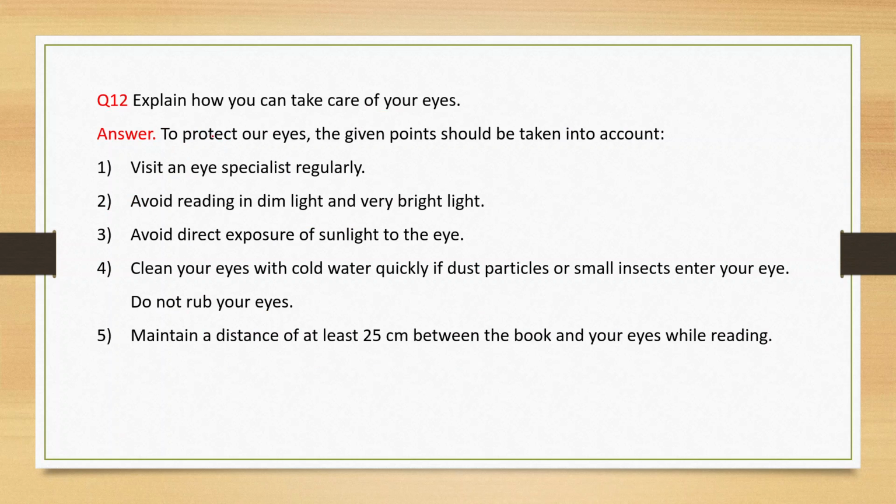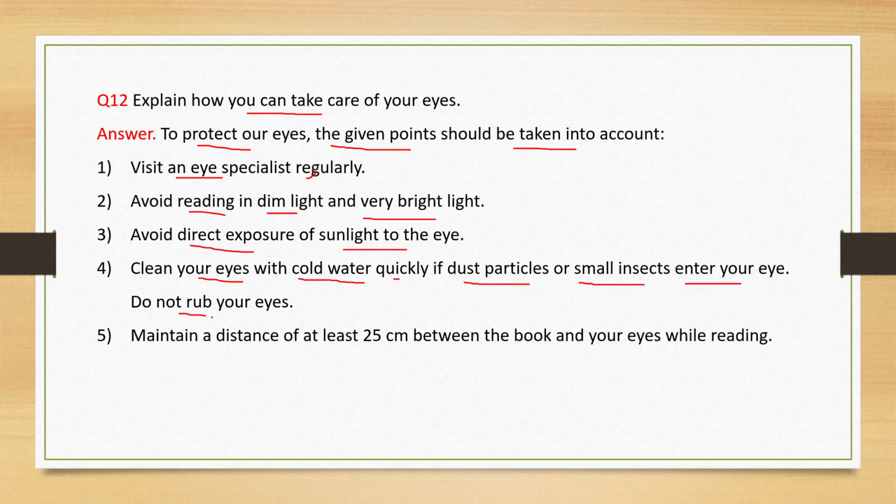Now next, explain how you can take care of your eyes. To protect our eyes, the given points should be taken into account. Visit an eye specialist regularly. Avoid reading in dim light and very bright light. Avoid direct exposure of sunlight to the eye. Clean your eyes with cold water quickly. If dust particles or small insects enter your eye, do not rub your eyes. Maintain a distance of at least 25 centimeter between the book and your eyes while reading.